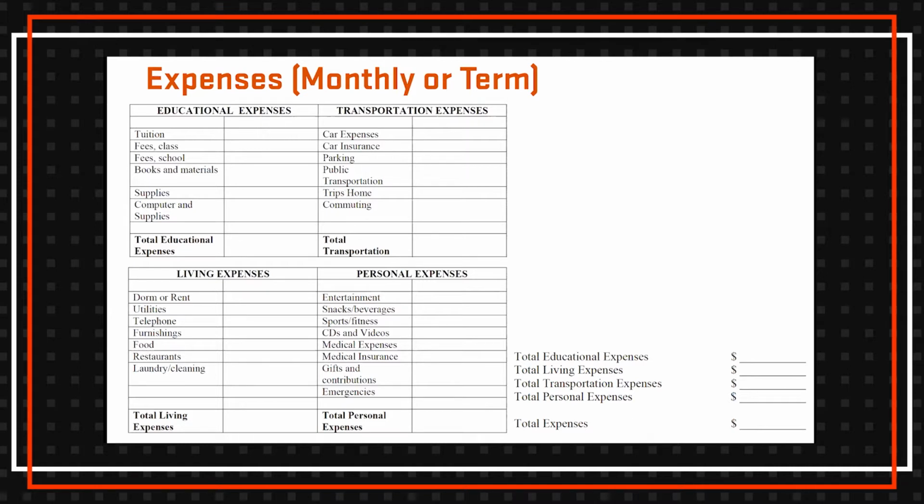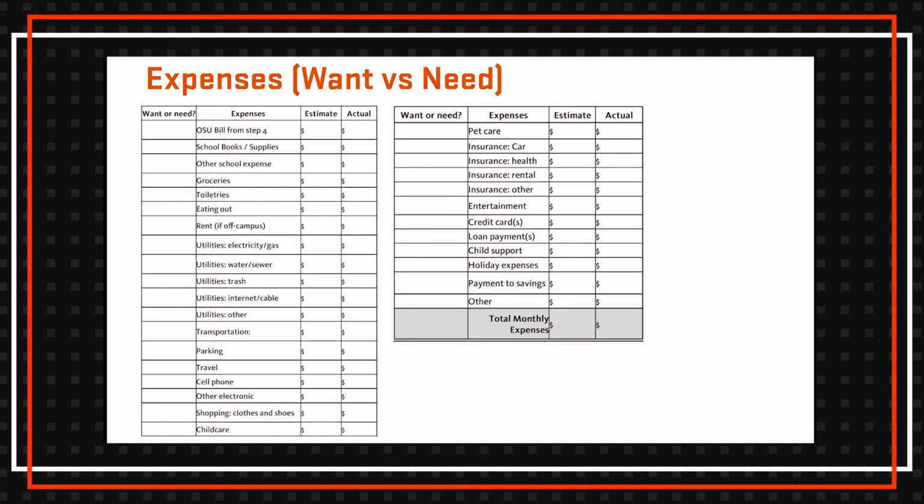And then you want to total up all your projected expenses to know what it really is going to cost for you to cover those needs or wants. And we're going to talk about that in a bit, the difference between needs and wants. So when we go into this example, you'll notice that there's a column that says want or need.